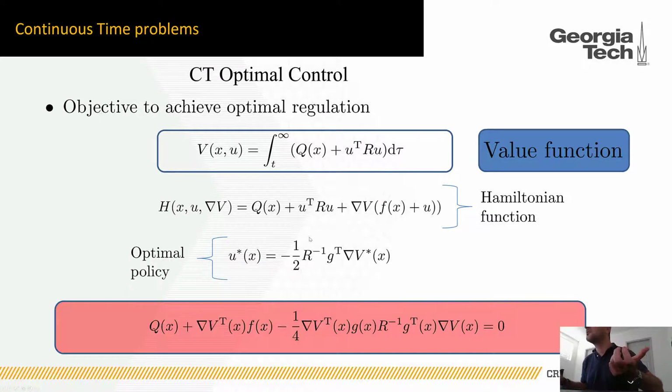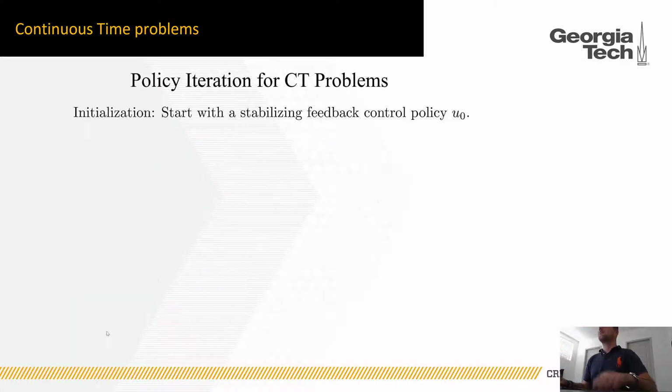After I take my u star and put it back into my Hamiltonian, I will have my Hamilton-Jacobi-Bellman equation in continuous time systems. And of course, reinforcement learning will let us solve this either recursively or by using approximations. Let's see how we can do that. So, policy iteration for continuous time systems: start with a stabilizing feedback control policy.